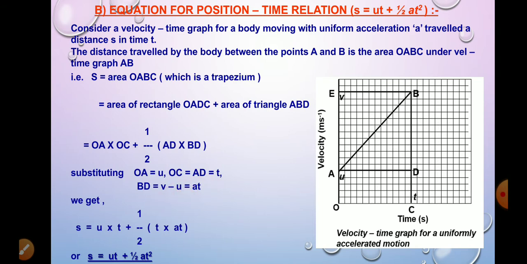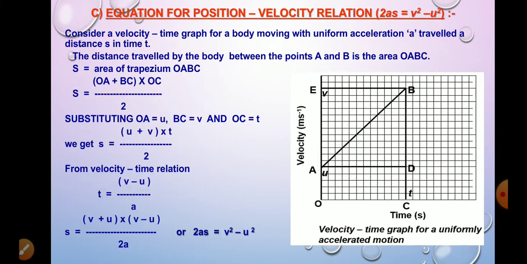So we are going to get the equation, that is S is equal to UT plus half AT square, which is the second equation of motion. This is the second equation, from the position time relation. Where S is the distance traveled, U is the initial velocity, T is the time taken and A is the acceleration. S is equal to UT plus half AT square.